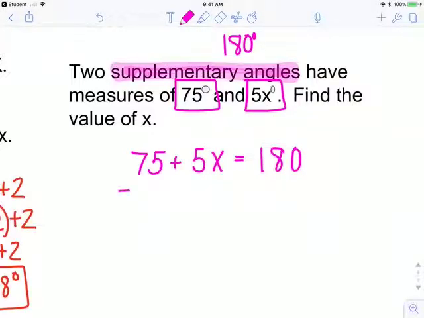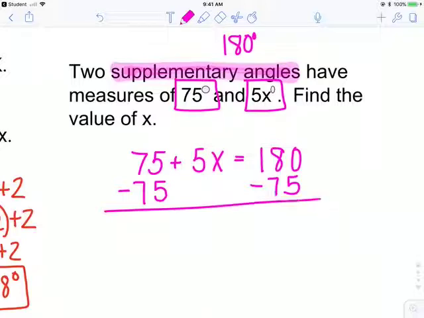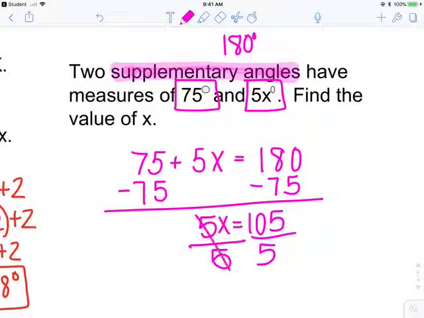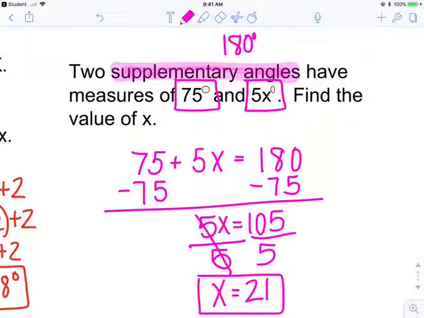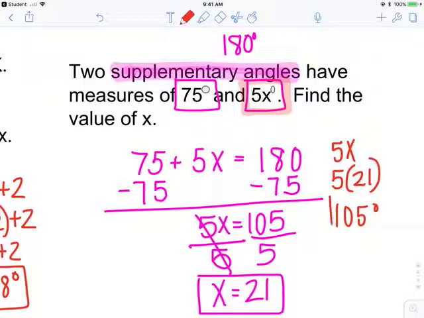The algebra piece is the same. Look for combining like terms. I don't see any here. So I take 75 away from both sides to get 5x equals 105. Divide by 5 on both sides and simplify to x and get x is equal to 21. Again, that's only half of your work. The other half goes back to this 5x, and I substitute in 21 for x and get 105 degrees.